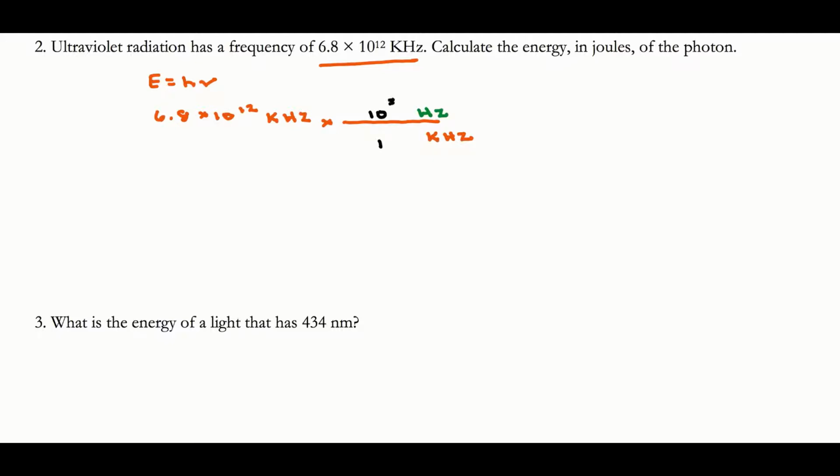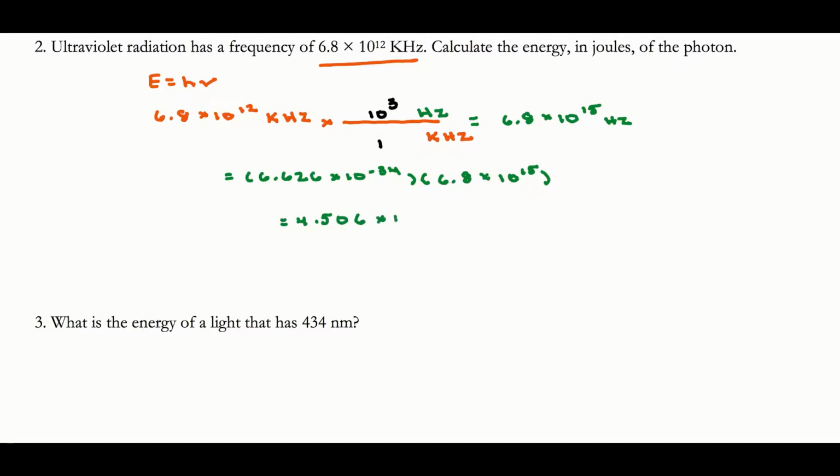So when you solve this, you get 6.8 times 10. Remember, 10 to the 12th times 10 to the 3rd, you add your exponents, so 10 to the 15th hertz. Okay. Now I can plug into my formula because my energy equals Planck's constant. And now my frequency is in hertz, which it needs to be. Okay. So now I can just multiply my frequency by Planck's constant. And the unrounded value that I get is 4.506 times 10 to the -18.